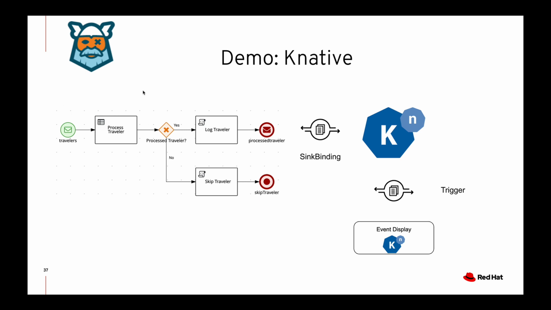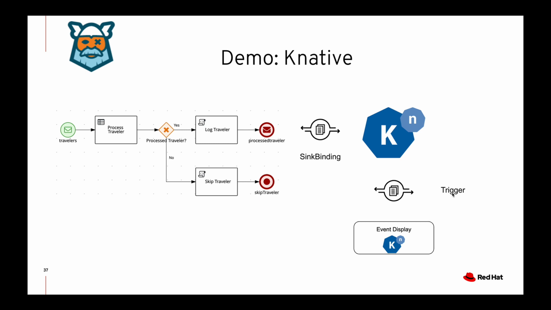So the decision is made in the rules here, and then we have a gateway that says, well, if I can process the traveler, I will log this traveler and I'll send a message here. And if we can't process the traveler, we simply skip it. And what happens is that this process traveler message end event actually uses a Knative sync binding to send a cloud event to the Knative broker.